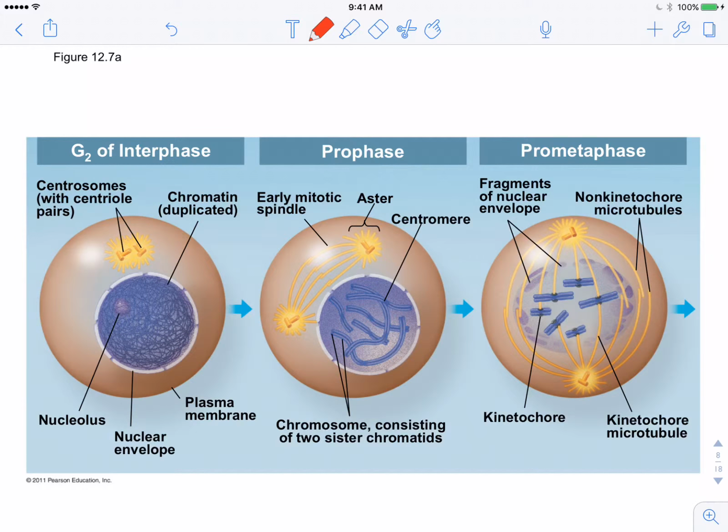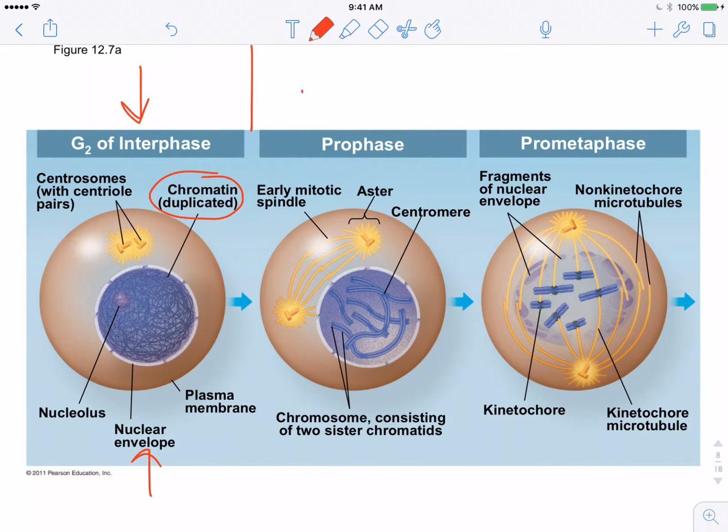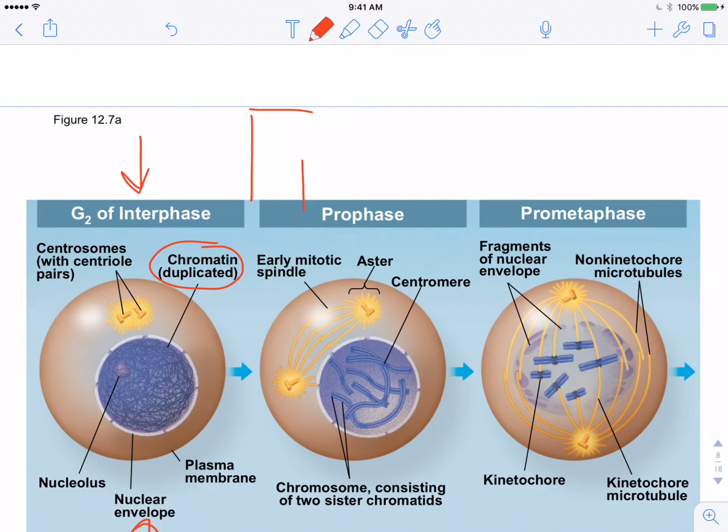All right, so G2 of interphase. Right before mitosis begins, you have duplicated chromatin, duplicated chromosomes, but they're not condensed. They're very diffuse. The nuclear envelope is still intact, and it still looks pretty much just like a cell in interphase. Once you enter M phase, from this point on we are in M phase.